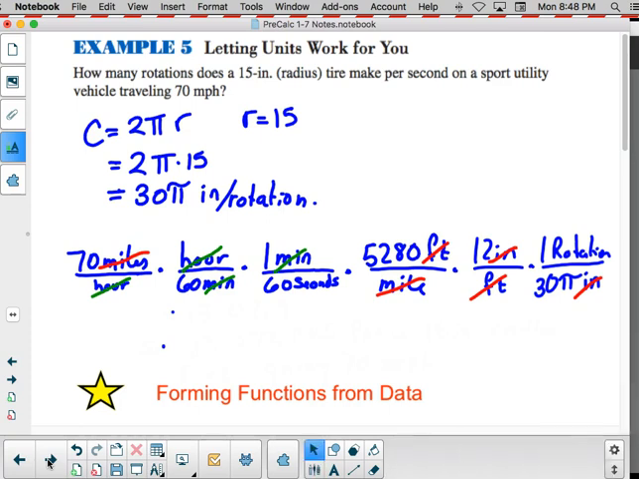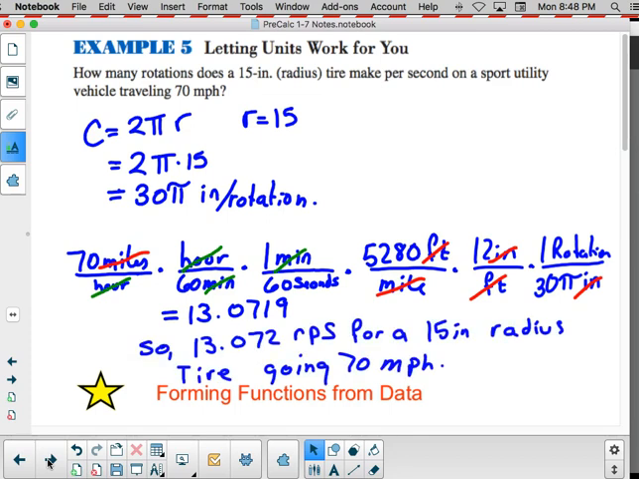So now, my last thing here is I pop this in my calculator and I get 13.0719, which is 13.072. So I've got 13.072 rotations per second for a 15-inch radius tire going 70 miles per hour.